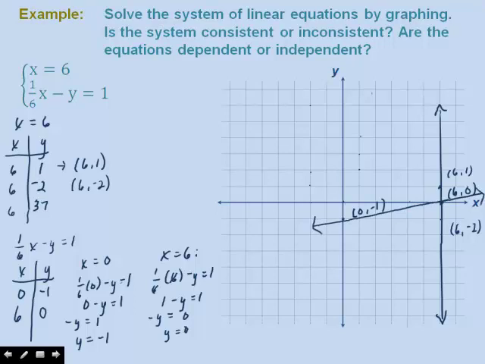And as we already discovered, our intersection point is actually 6, 0. So that means our solution for our system is the point, or the ordered pair, 6, 0. Since we did find a solution, that means our system is consistent. And since we have two different lines, that means our equations are independent.